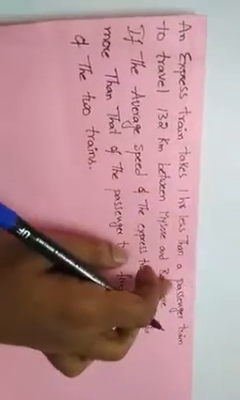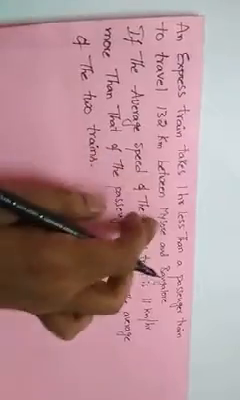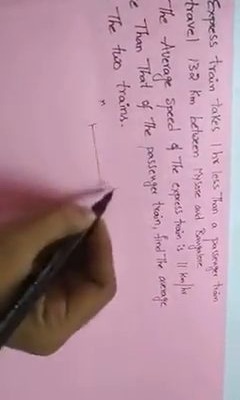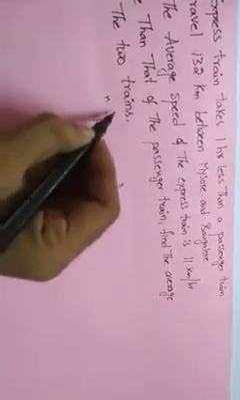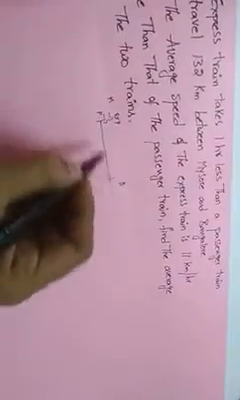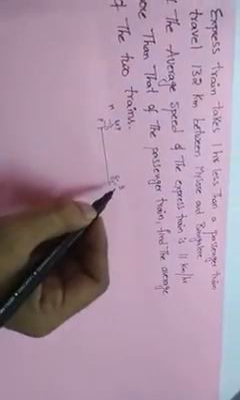Hi friends, so today we'll discuss one more problem in a quadratic equation. See that problem once. An express train takes 1 hour less than the passenger train to travel 132 kilometers between Mysore and Bangalore. So suppose that there are two places, Mysore and Bangalore. There are two trains going, one is an express train and another one is a passenger train, moving from Bangalore to Mysore.